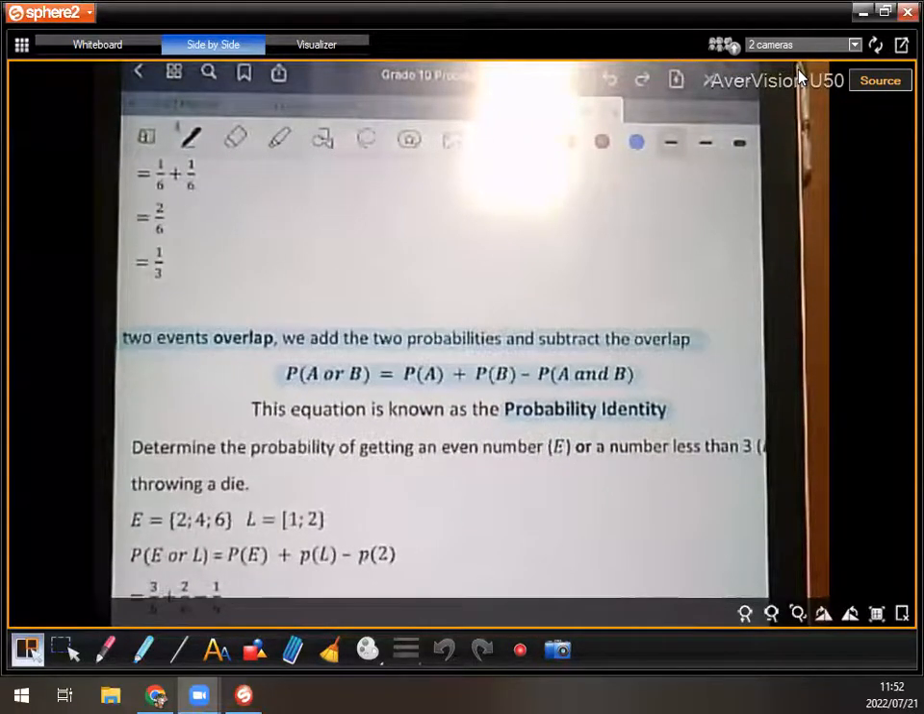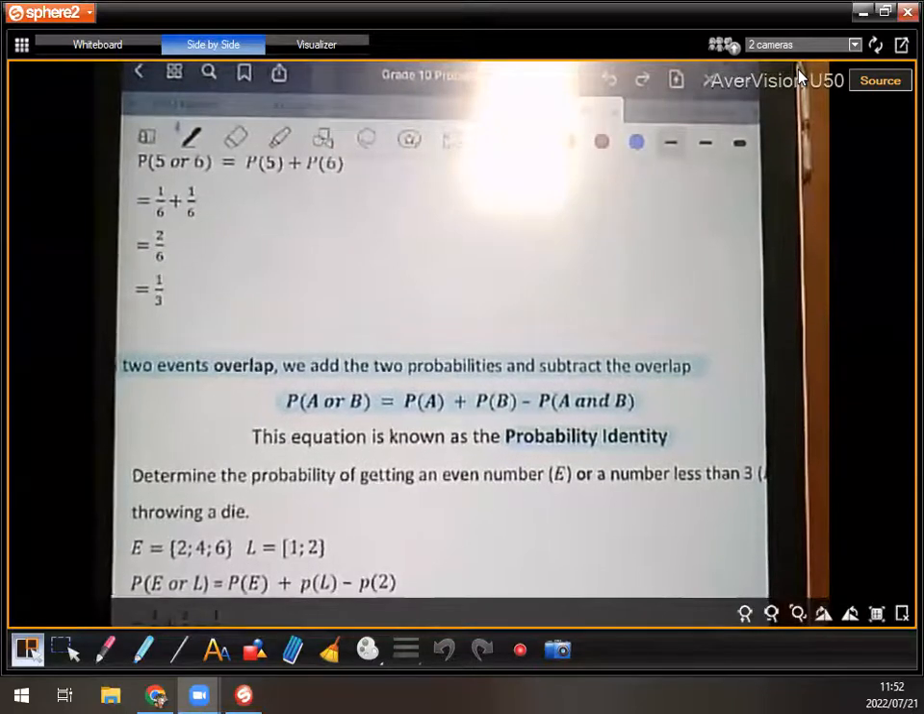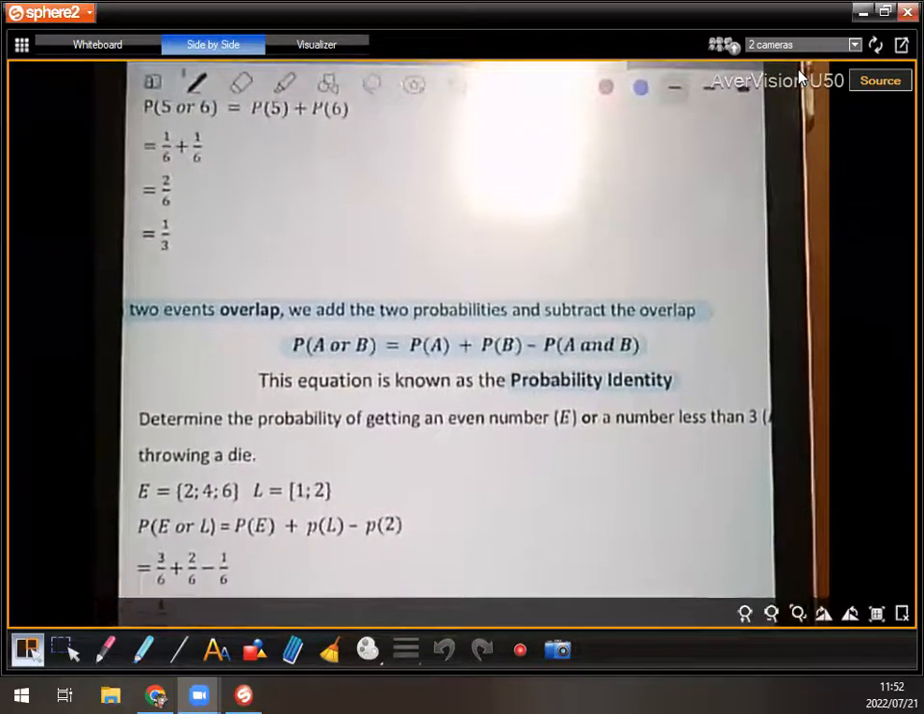Let's see, I think this question is saying less than 3. That example.